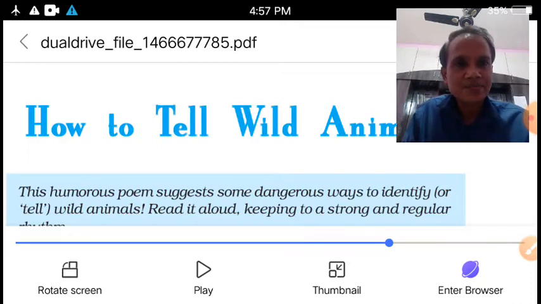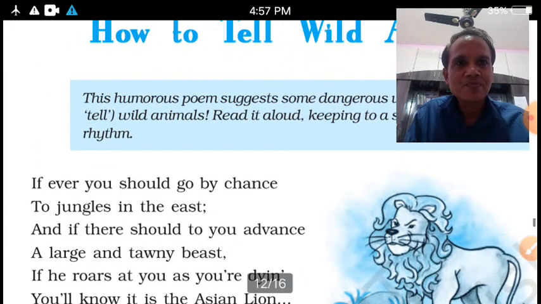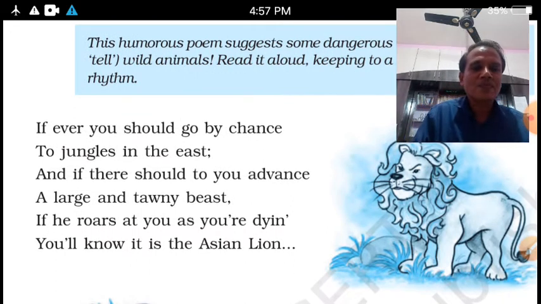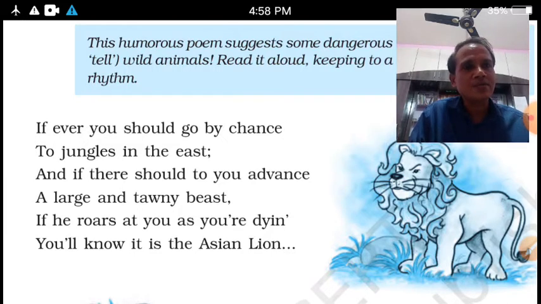Let me proceed in the poem. Stanza number 1, in which the poet has described the lion. All the wild animals have different characteristics related to their color, their hunting style, their looks, as well as their shape and many more things.